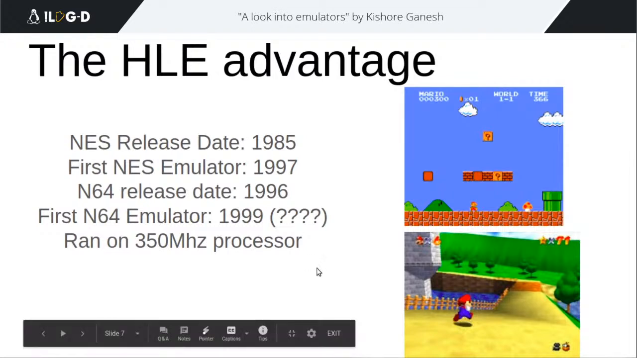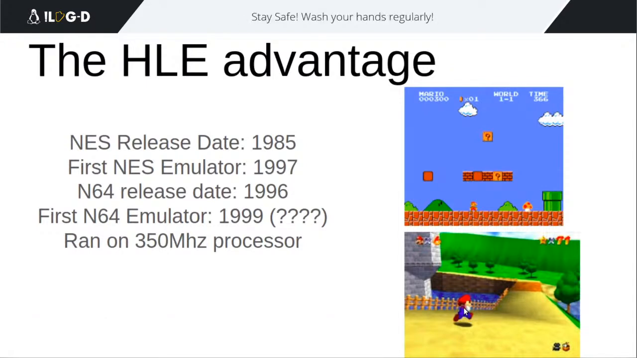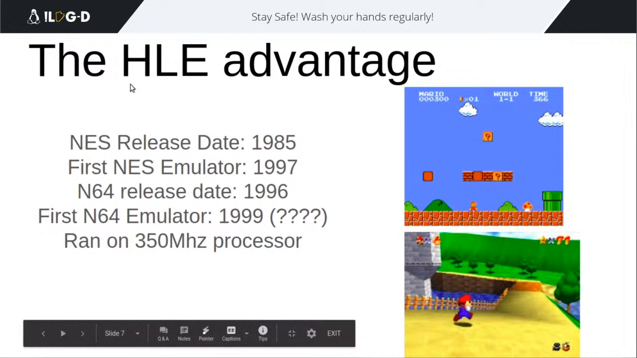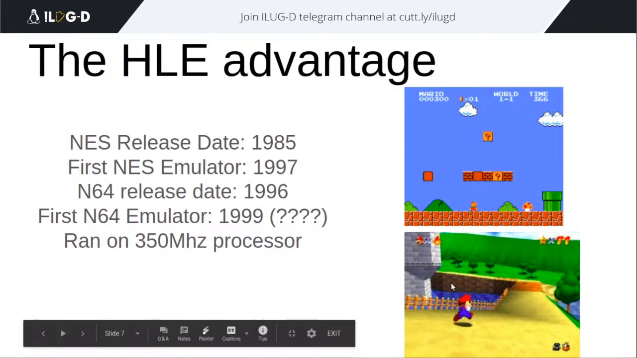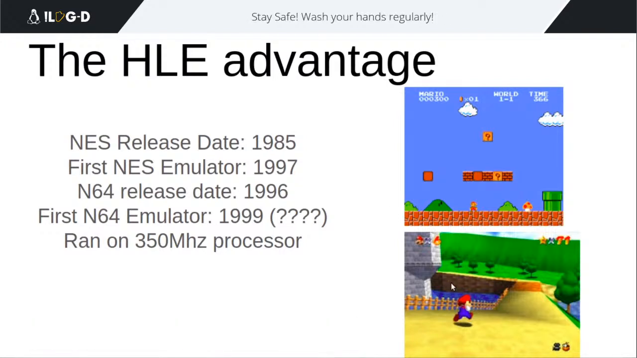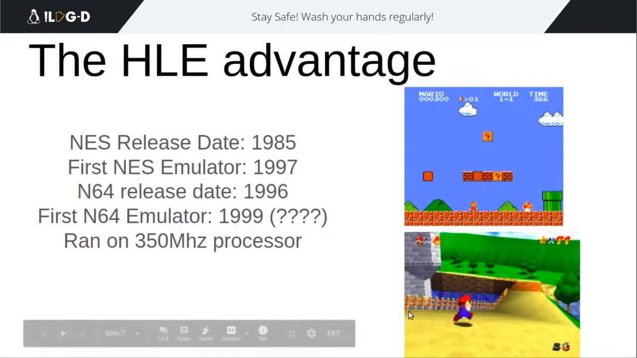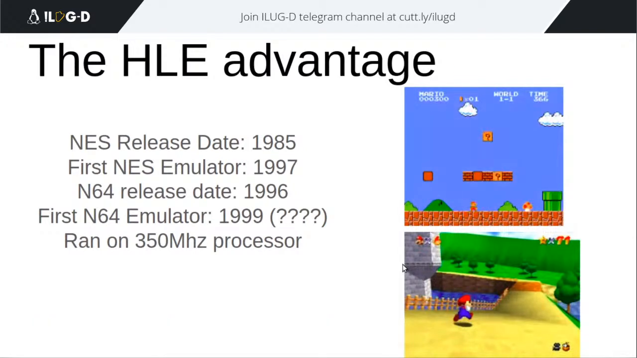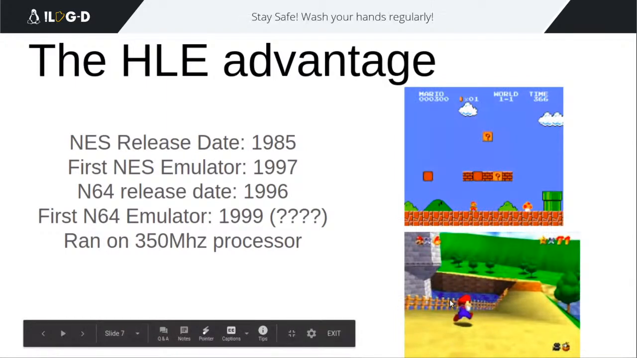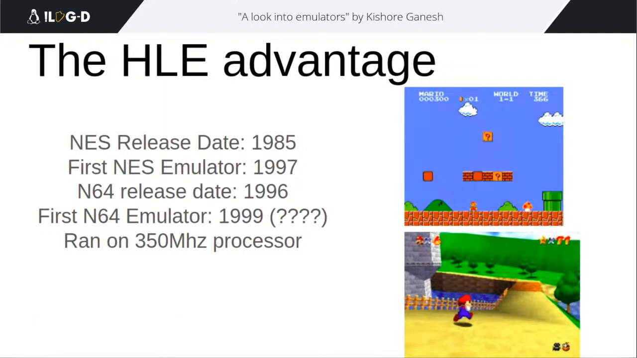This system was able to simulate a 3D console that was released just 3 years before on a 350 megahertz processor, and that is where high-level emulation actually exerts its advantage, because in high-level emulation, it just simulates the high-level C function calls and converts them to the Windows API calls. And so it is able to run at a fairly fast frame rate, with the disadvantage being that since the API surface is so large, for each game, you need to figure out what sort of function calls it makes, and then you need to translate that, right?